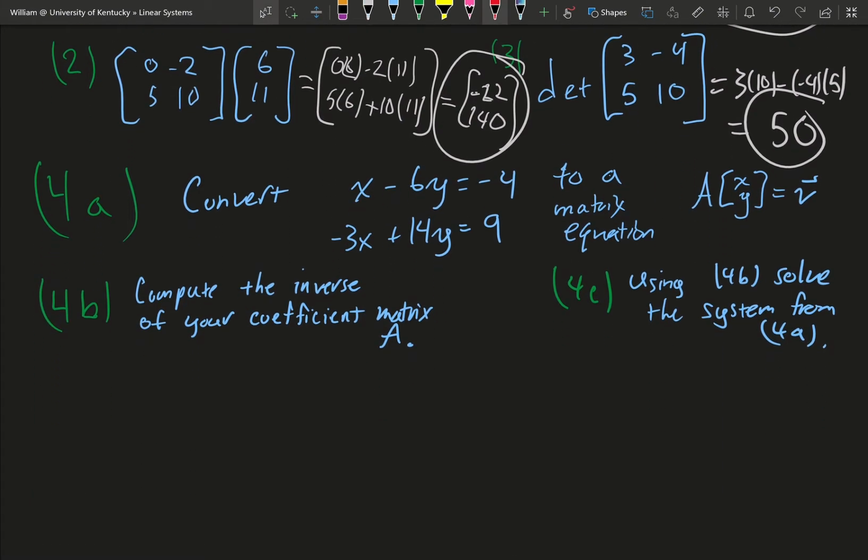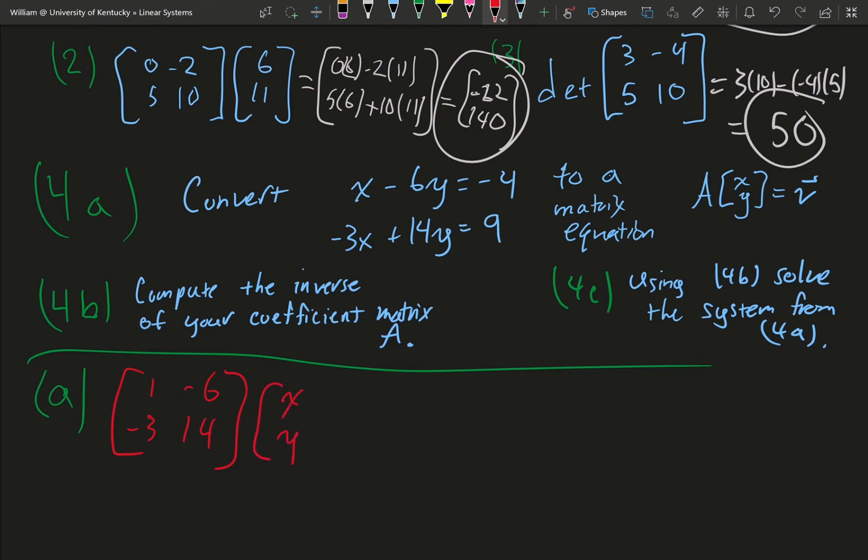All right, for the longer problem, if we look at part A, this should be pretty straightforward. 1, negative 3, and negative 6, 14 is going to be our matrix A. We have x times y. Remember, it's pretty easy. You just make sure they line up. Each variable corresponds to a column. Each equation corresponds to a row. And then you just write 1, negative 3, negative 6, 14. And what it's equal to is the other side, so negative 4, 9.